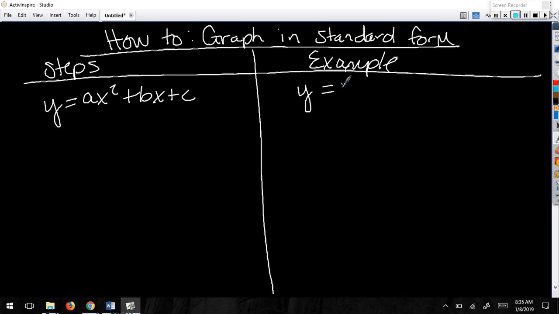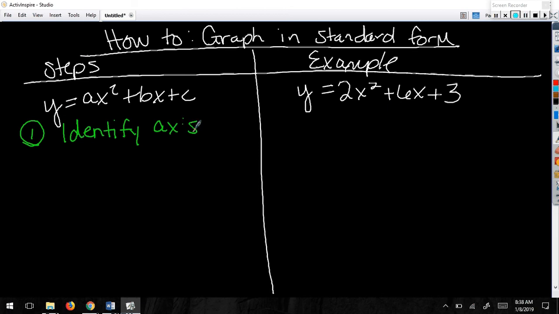Okay. All right, first thing we're going to do is we are going to identify the axis of symmetry. Now, the axis of symmetry, remember, was important because, one, it divided the parabola, but what else happened through the axis of symmetry? That vertex sits on the axis of symmetry, so it's very, very important.